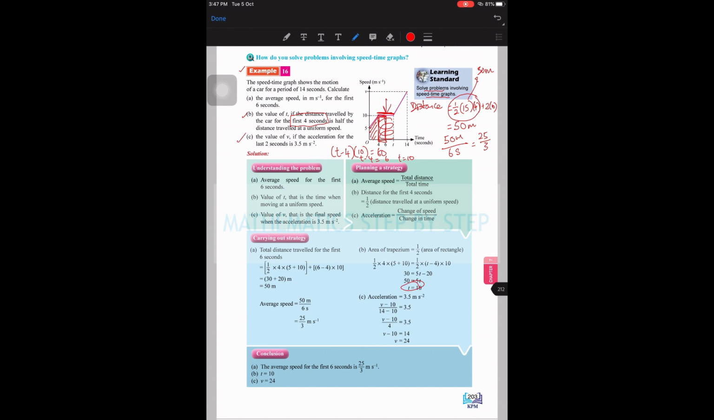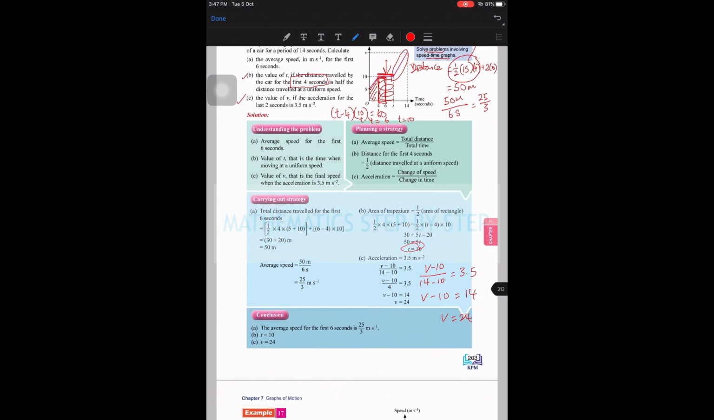Then part C. The value of v if the acceleration for the last 2 seconds is 3.5 meter per second, okay? So now we are given the gradient of this part of the line, okay? So the gradient is v minus 10 divided by 14 minus t. Okay, we know is given that 3.5 meter per second, okay? And just now we have found t equals to 10. So v minus 10 is equals to 14. v equals to 24, okay? So we have completed this example 16 together.